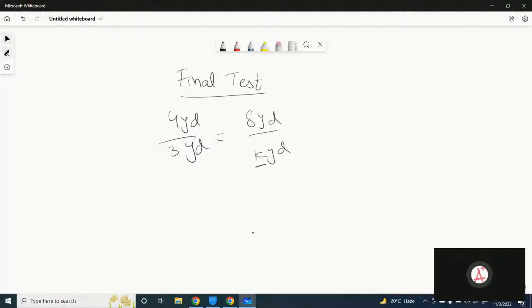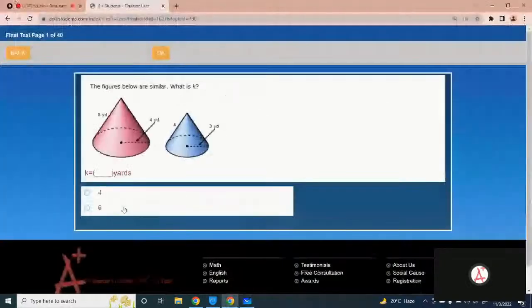So let's do cross multiplication. It would be 4 yards times k and 8 times 3. Got it? So 8 times 3 is 24. We divide both sides by 4, so 4 and 4 cancel out and 4 times 6 is 24. So k equals 6. Got it? So select the correct option, k equals 6, and click on the OK button.